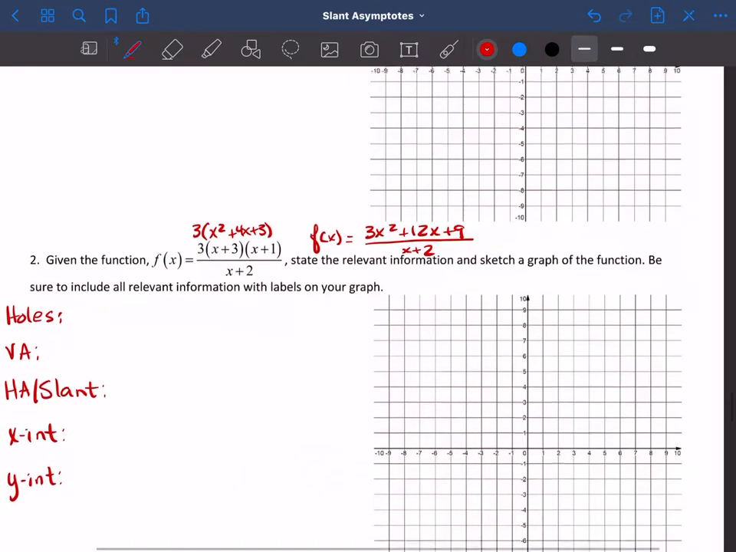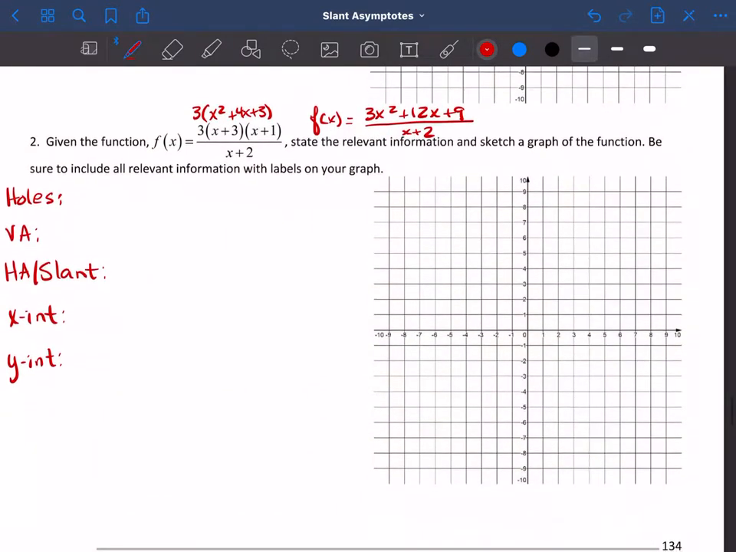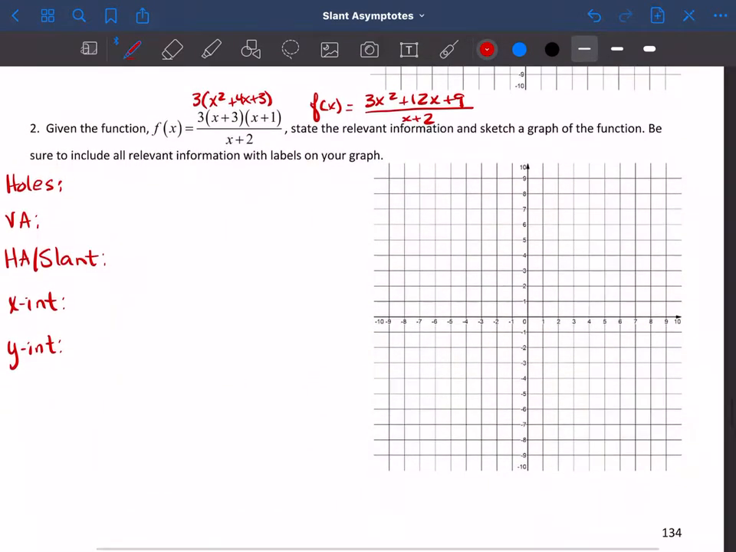In problem number 2, we'll notice that this one was in factored form for us, and let's look to see if we have any holes first of all. And I see that there are no holes, so there are none. I do have a vertical asymptote where my denominator goes to 0, so that's going to be where x is equal to -2. And now if I compare the degree of my numerator to the degree of my denominator, the numerator is greater than the denominator by 1 degree.